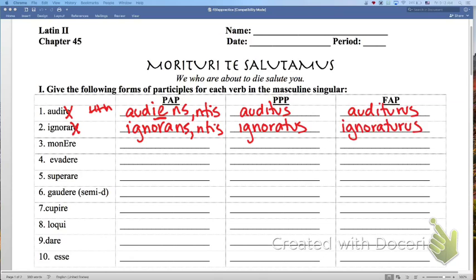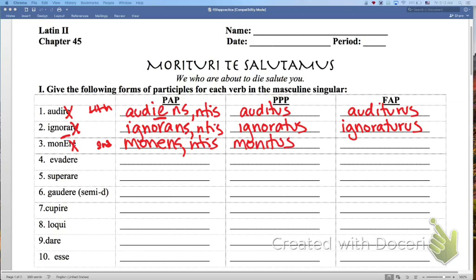Okay, so monere is what conjugation? Second. Yeah, long E. So tell me what to do. You chop off the RE. And you add an S. Yep, NTIS. Then what do I need to know for the PPP? The fourth principal part. What's the fourth principal part of moneo? Monere, monui, monitus. Good.